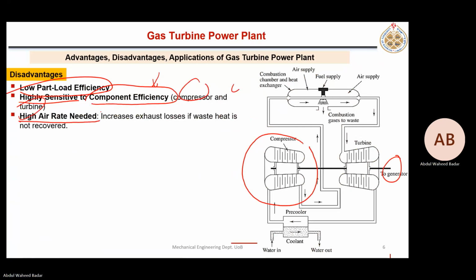High air rate needed because here in the direct combustion, if you remember from Thermo 2 in the combustion chapter, when you burn a fuel with theoretical amount of air, do you remember what was theoretical amount of air or stoichiometric air? Not excess air. Enough amount of air which will make the combustion complete. That is called theoretical air.